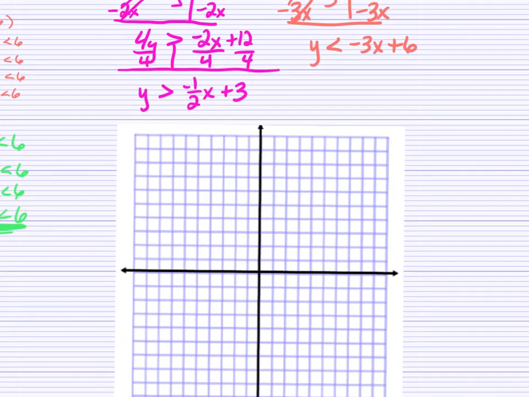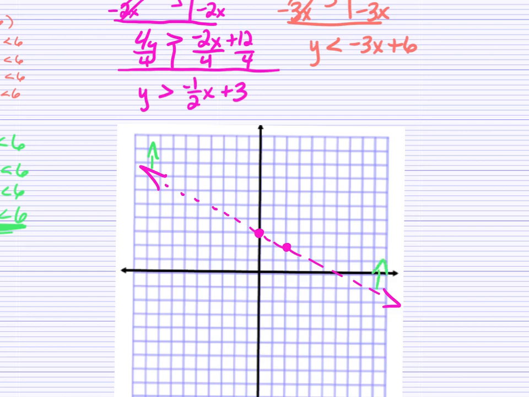I'm just going to come down here. The purple one, the y-intercept is positive 3. 1, 2, 3. The slope says go down 1 and over 2. This is going to be a dotted line. And I need to write myself a reminder that says I need to shade above this because it says y is greater.